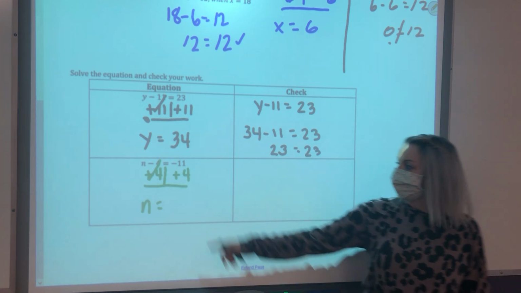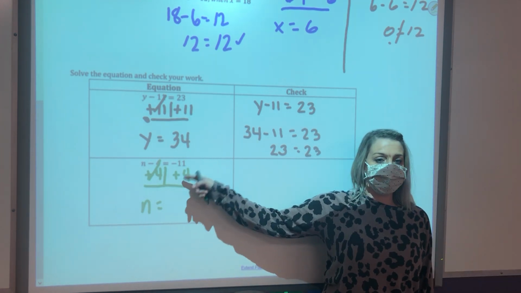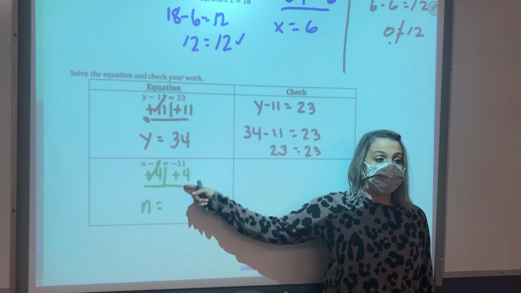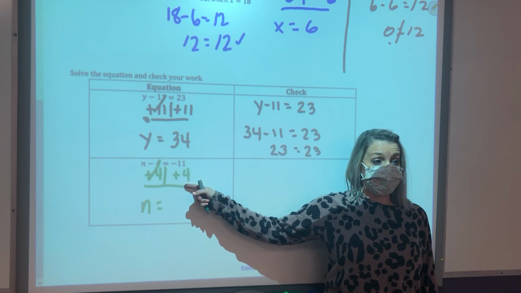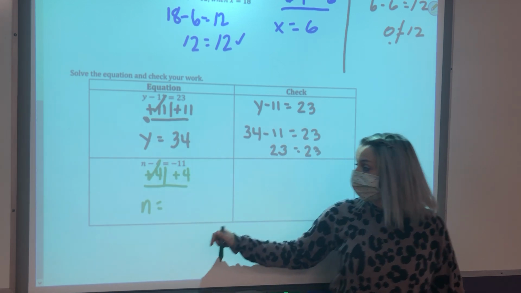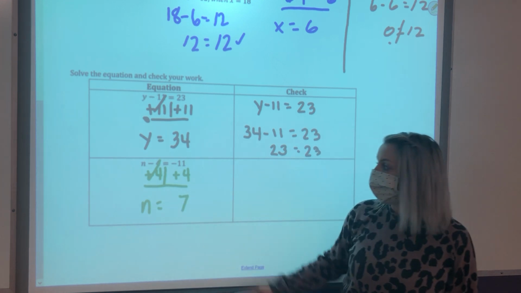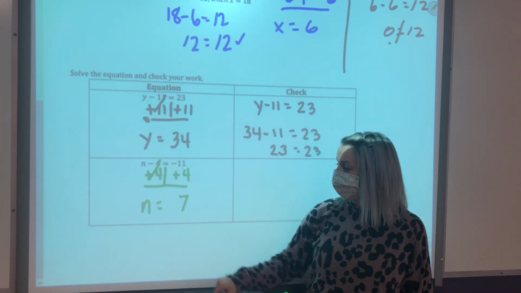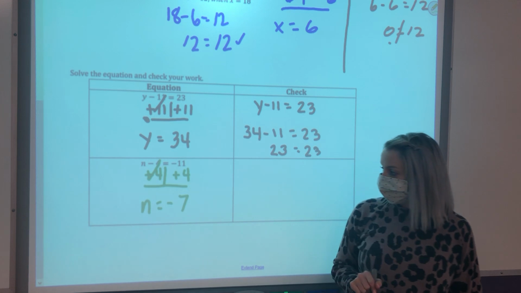Now with this one, I have a negative and a positive. So that means different signs. What do I do when I have different signs? Subtract. So 11 minus 4 is 7. 11 has our larger absolute value. So my answer is negative.